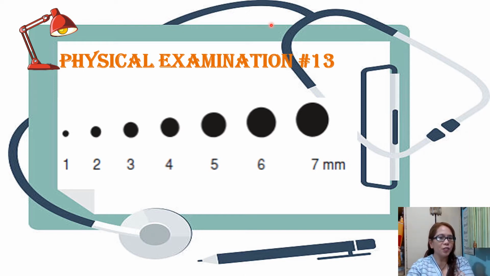Okay. So we have the term called miosis, no? It refers to the constriction of the pupils. And we have mydriasis, or dilatation of the pupil. Those are the terms used in describing the pupil.